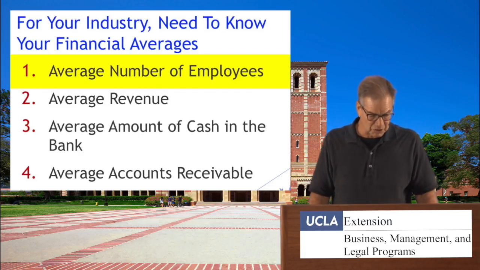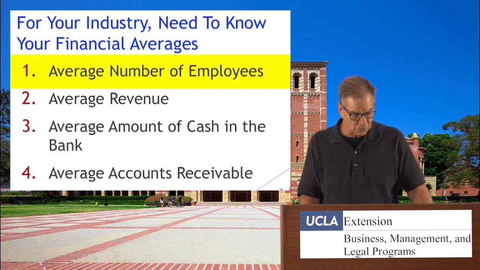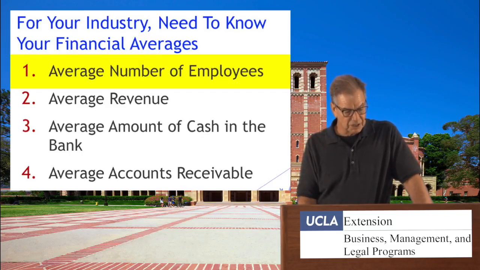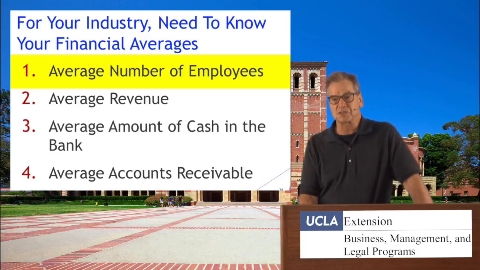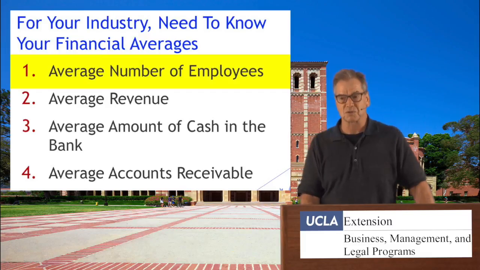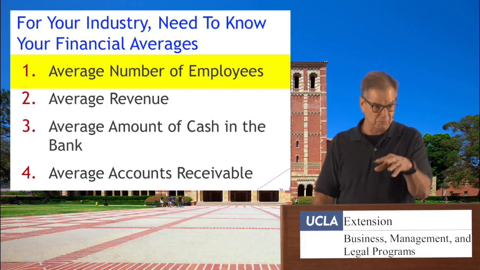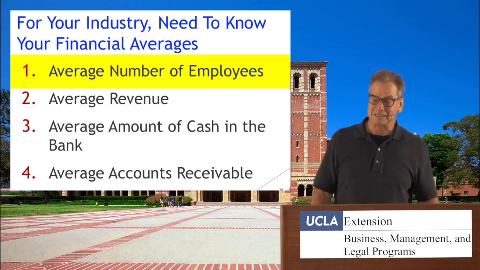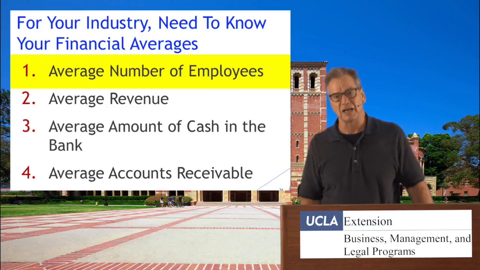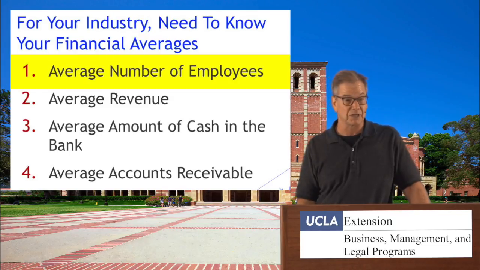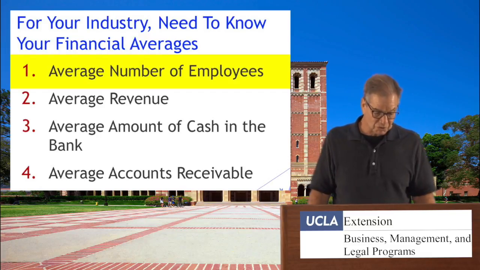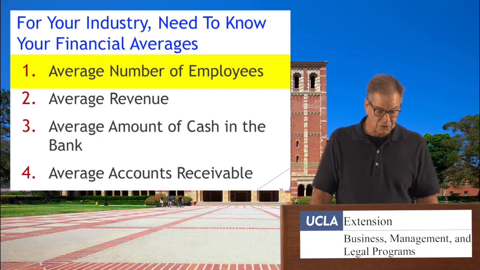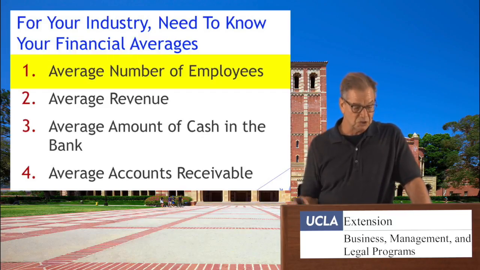We're almost done. I want to talk a little bit about your industry. For your industry, you really need to know your financial averages. The first one is your average number of employees. Every business is different. In the jewelry manufacturing industry, the average number of employees per production unit is 9, maybe 9 or 12, because after that it's hard to have personal relationships with everybody, so that gold and platinum dust starts to disappear. So it's a lot lower than you anticipate. Every industry has an average number of employees, and you need to know it.